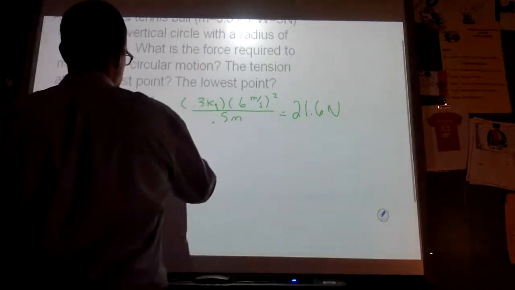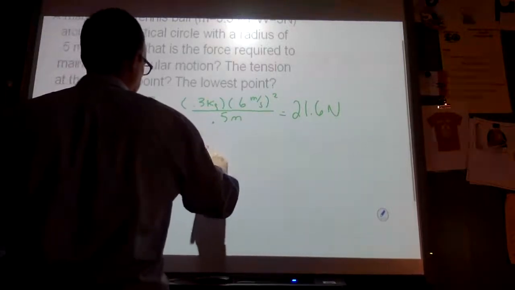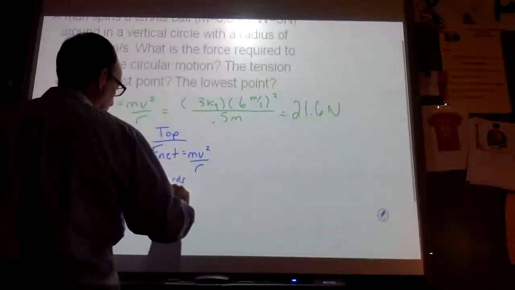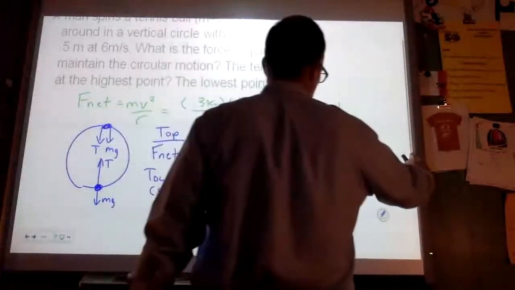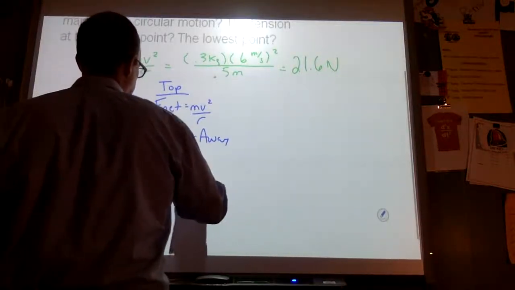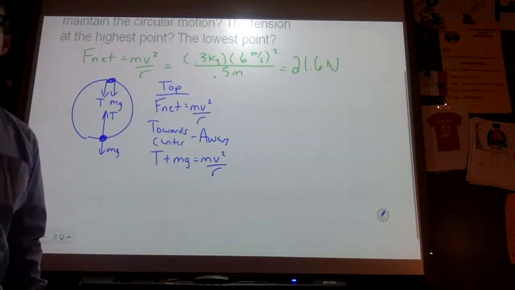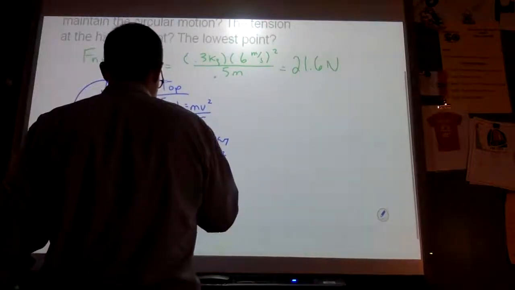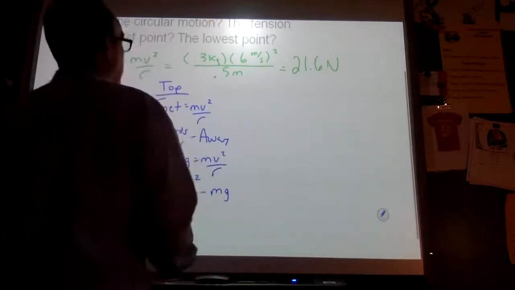So when I'm at the top, F net equals mv squared over r. I'm taking forces towards the center minus away. So I have T plus mg equals mv squared over r. And again, you don't have to have away. Circular motion requires something towards. So my tension is mv squared over r minus mg.